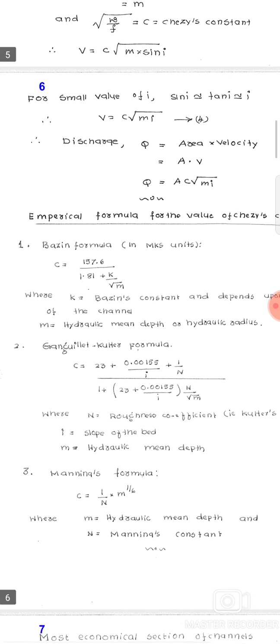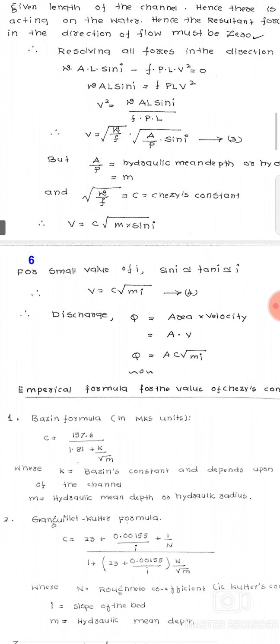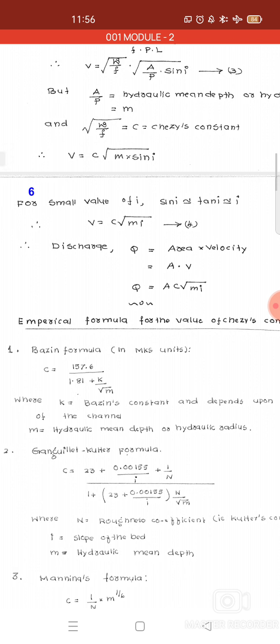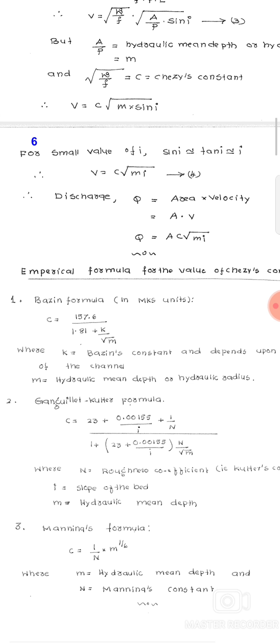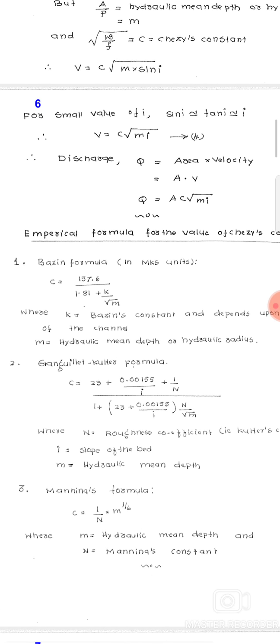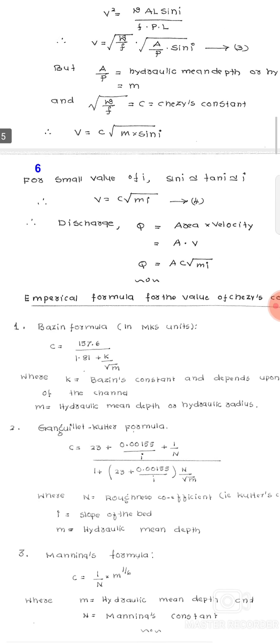So these are the 3 important empirical formulas to find Chezy's constant. Sometimes in a numerical, while calculating the discharge through Chezy's formula, we can directly use the equation Q is equal to A into C into the square root of m i. But sometimes the value of Chezy's constant will not be given. Then they may give you Bazin's constant, Kutter's constant, or Manning's constant. So we have to remember these 3 empirical formulas to find Chezy's constant. After finding the value of Chezy's constant, we substitute it in the discharge equation to find the discharge, or the rate of flow.